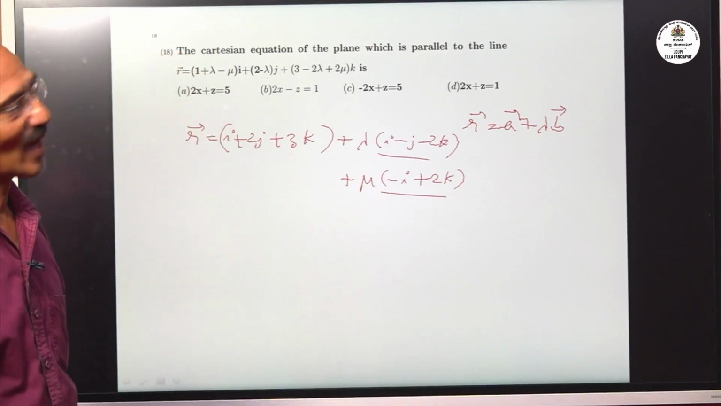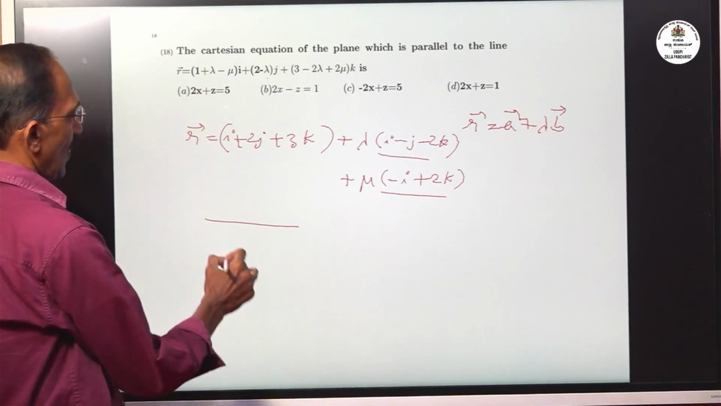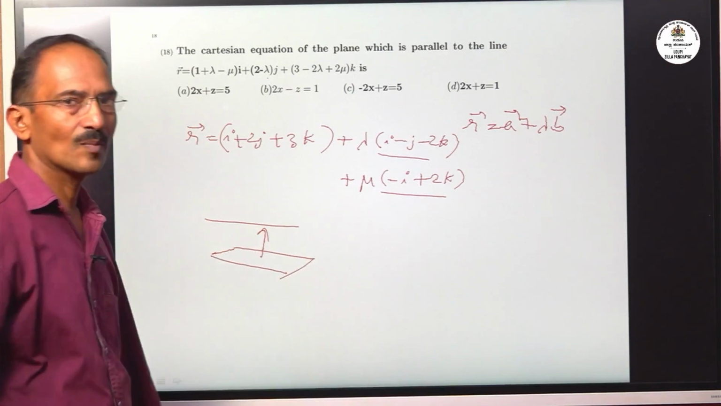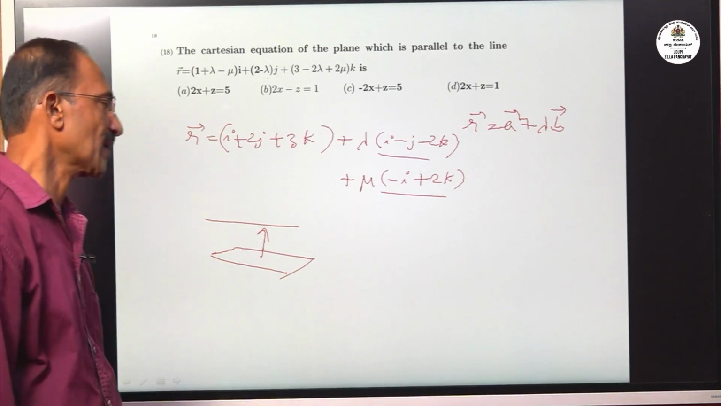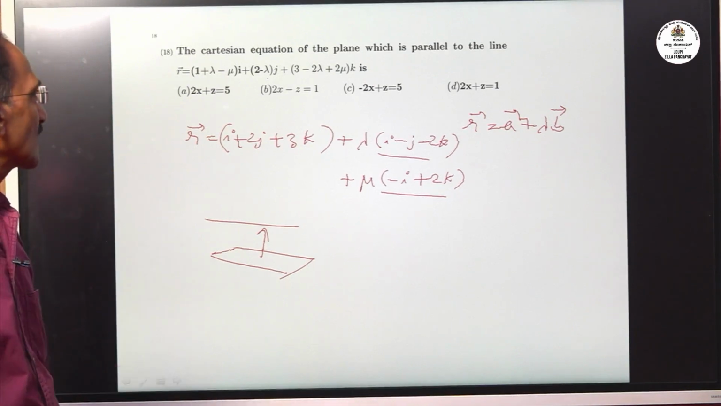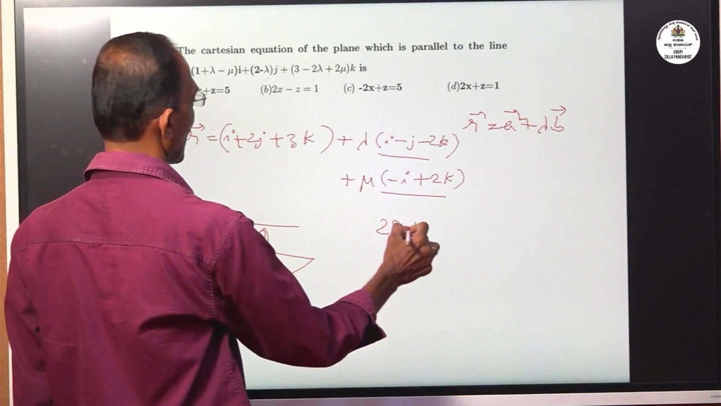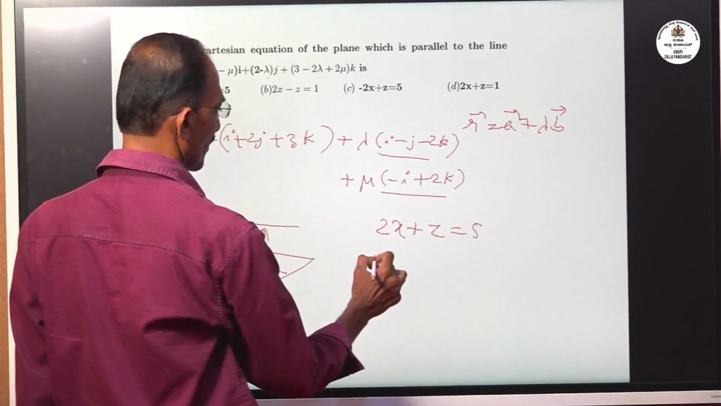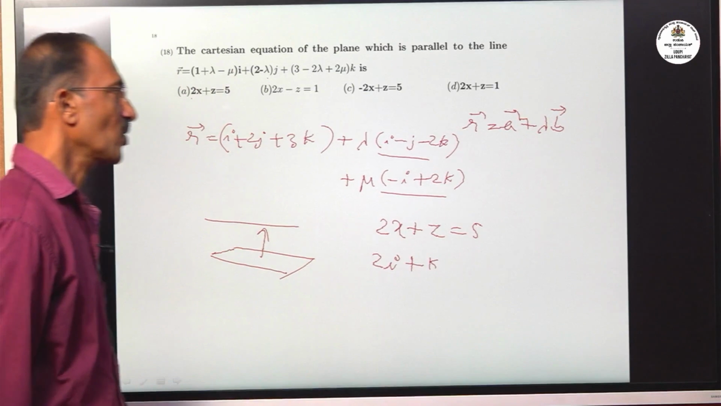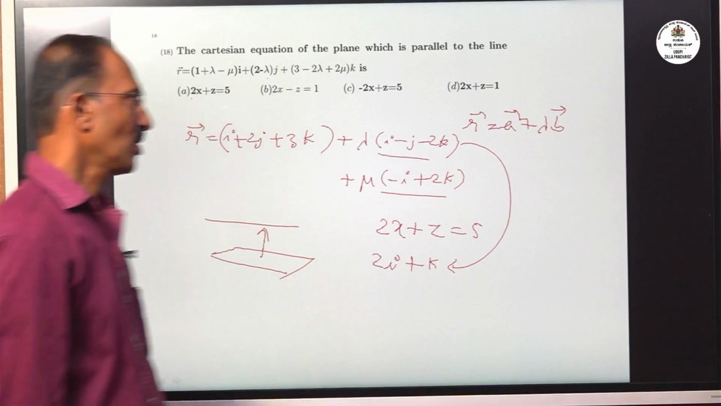So if the line is parallel to the plane, then the normal vector must be perpendicular to the vector parallel to the line. That means the dot product is 0. Now compare which makes the dot product 0. Just take the first one, 2x plus z equals 5. The normal vector is 2i plus k. Now we compare 2i plus k with the vector parallel to the line.